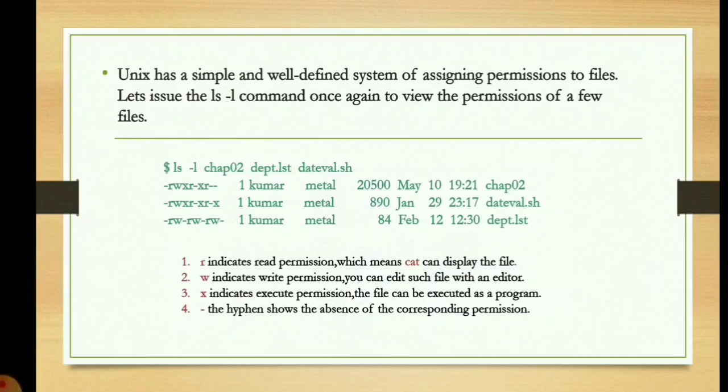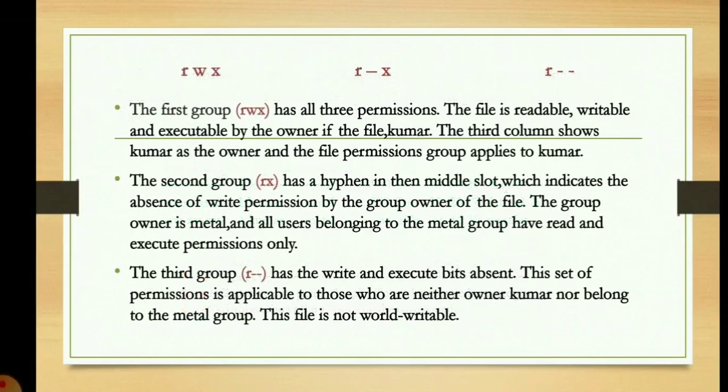To understand how this system works, let's break up the permission string of the file chap2 into 3 groups. The hyphen represents an ordinary file and is left out of the permission string. Another one is r, which indicates read permission. Then w indicates the write permission and x represents the execute permission. Now in the next slide, we will discuss the 3 groups that are rwx, r-x, r--.